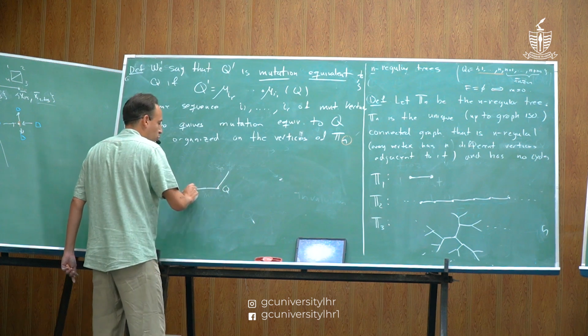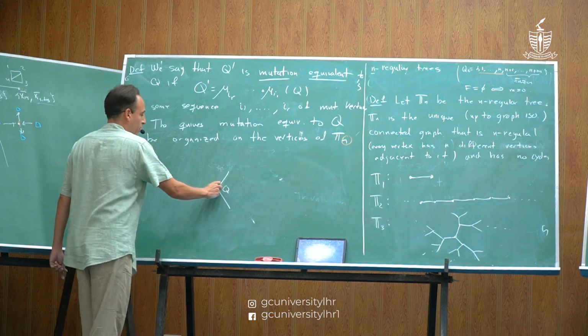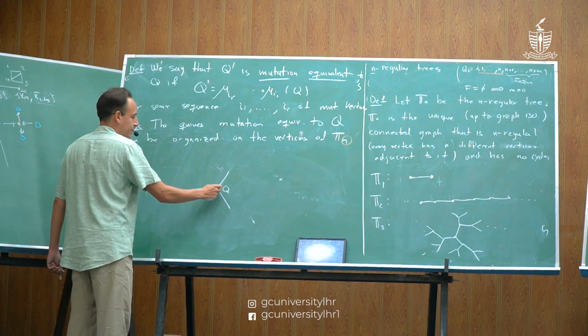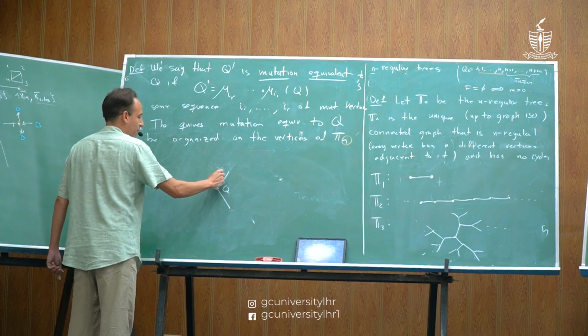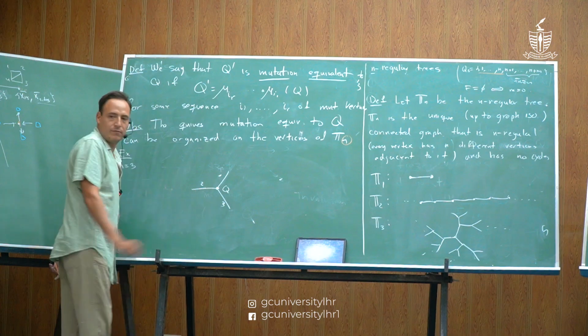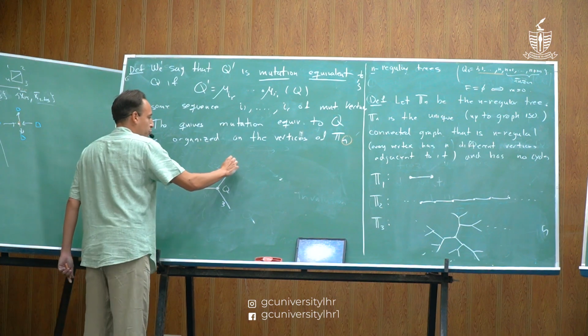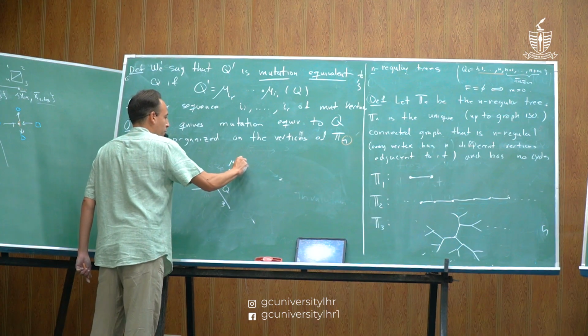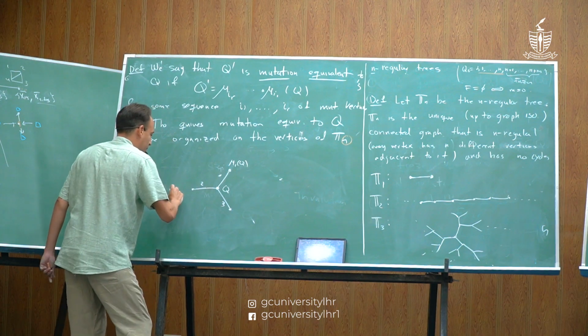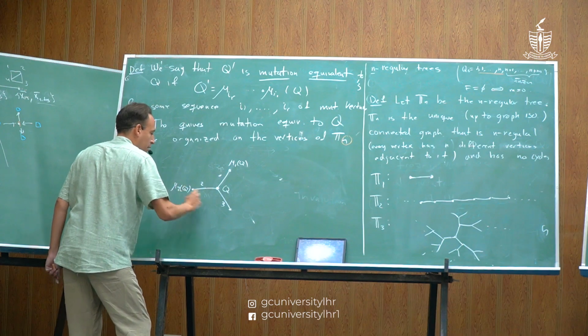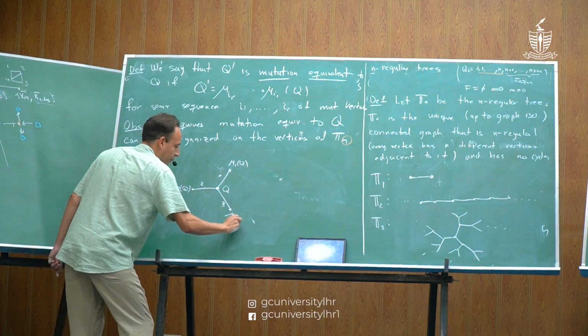Then I label the 3 incident vertices to this vertex by 1, 2, 3. I just make a choice and label them. So in this vertex I will put mu1 of Q, here I will put mu2 of Q, and here I will put mu3 of Q.